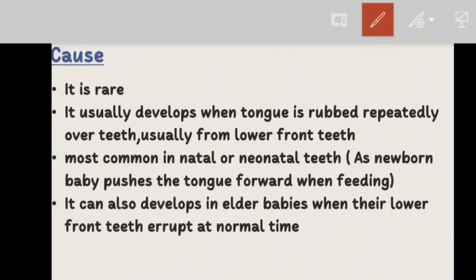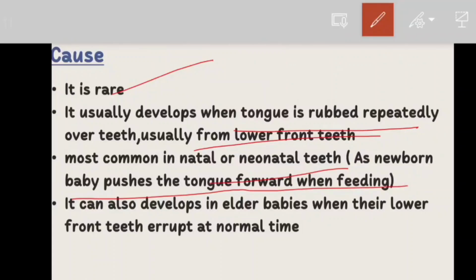Riga-Fede syndrome is very rare. The basic mechanism is repeated rubbing of the tongue over the teeth, usually the lower front teeth, and it is most commonly associated with natal teeth, as a newborn baby pushes the tongue forward when feeding. So what are natal teeth? Natal teeth are teeth that are present at birth. And what are neonatal teeth? They are teeth that erupt during the first month of life. In these babies, the tongue is pushed forward during feeding. Therefore, the tongue repeatedly comes into contact with the lower anterior teeth, and this repeated trauma produces the ulcer.